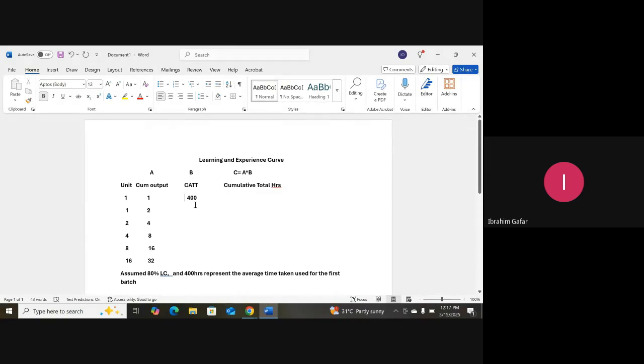Are we there? Then, if you want to calculate the cumulative total hour, will now be what? A times B will be what? 400 hours. Okay, 400. That is total hour. Then, if I want to calculate the second one, it means that I said whenever the output is doubled, what will happen to CAT?